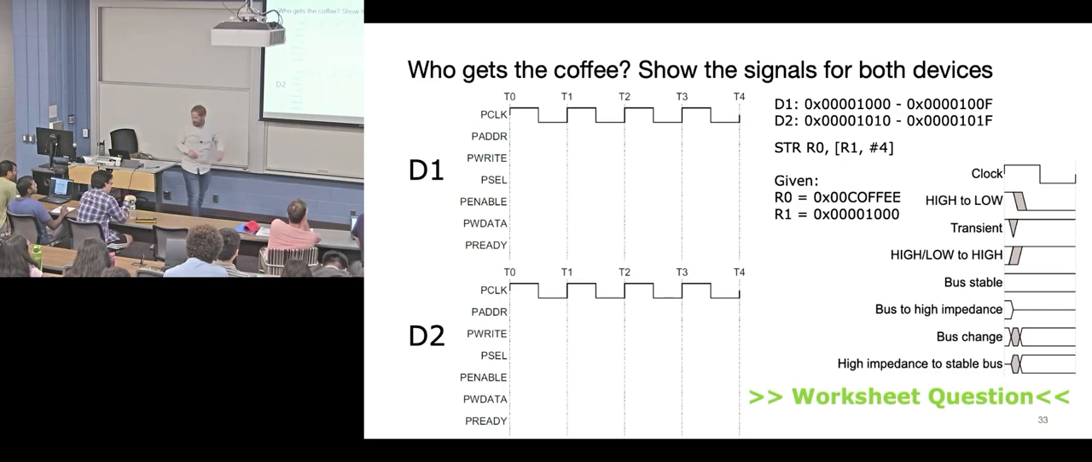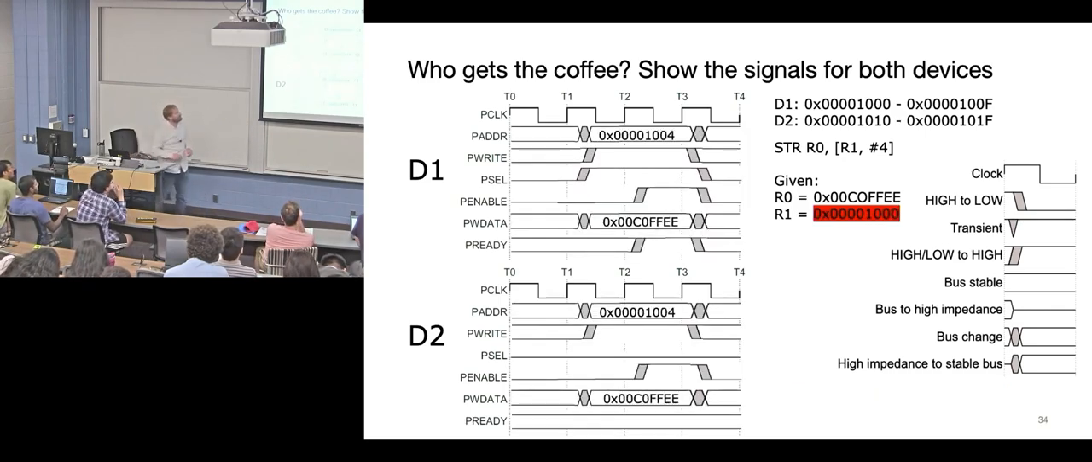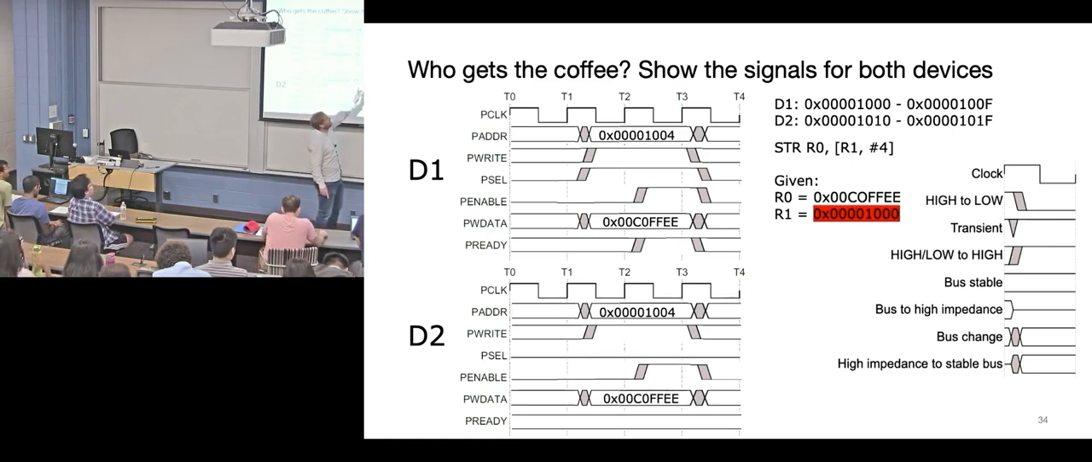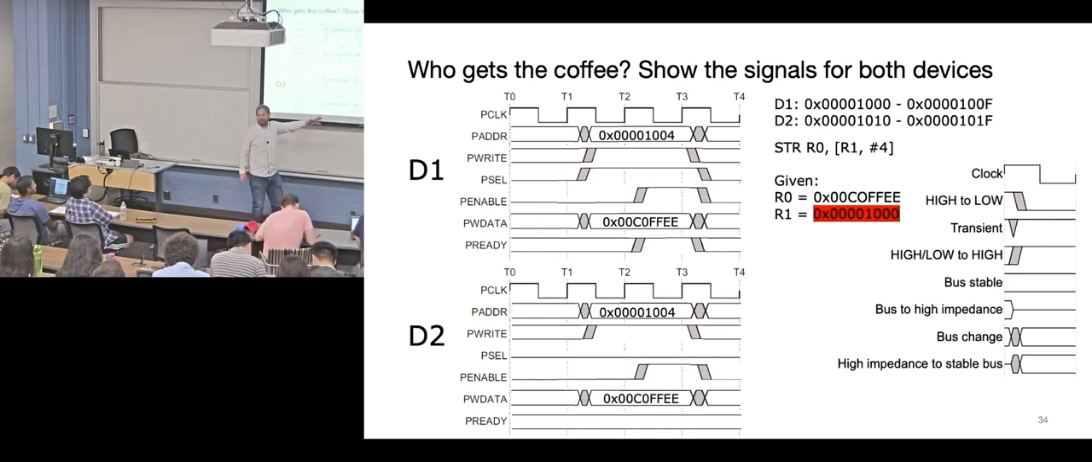That means the address is the same. Why is it offset by 4? Because of the instruction, right? How do we even get the address? The core is trying to store the value that's in R0 into the address represented by register R1 plus 4. So there's the address. It's going to add 4. So now this is the address that goes from the initiator off to all the targets.